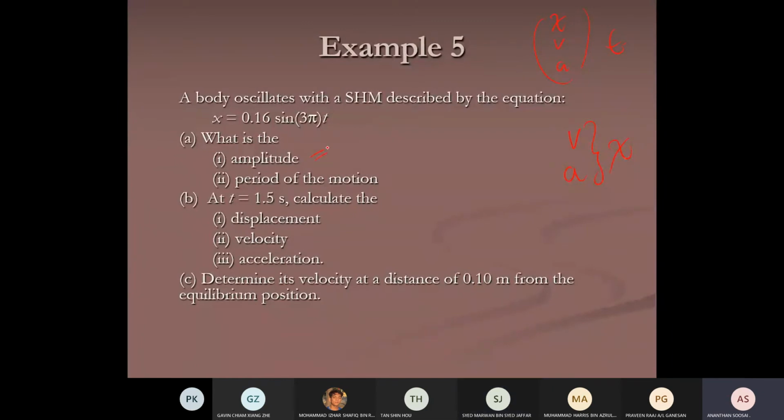So what is your amplitude? 0.16 meter. Period of the motion?